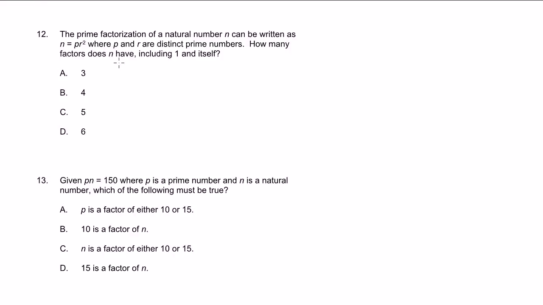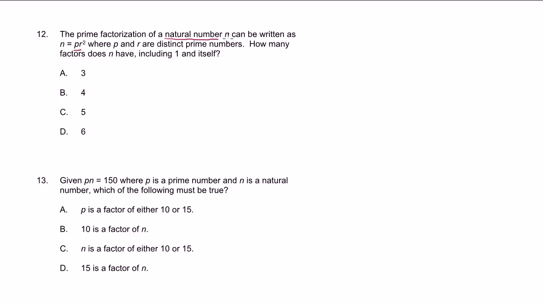Problem 12. The prime factorization of a natural number. That's just, you can kind of view that as positive integers. Sometimes they'll throw 0 in the natural number definition, depending on what context you're working in. But the prime factorization of a natural number n can be written as n equals p r squared, where p and r are distinct prime numbers. Fair enough. How many factors does n have, including 1 and n itself?